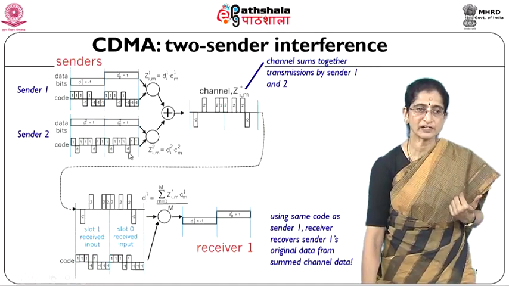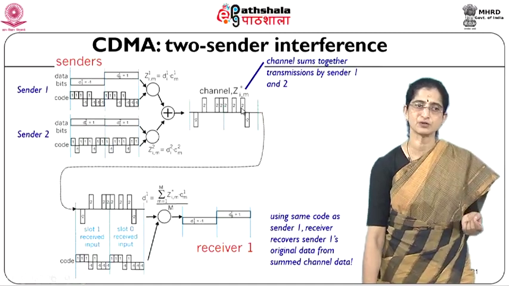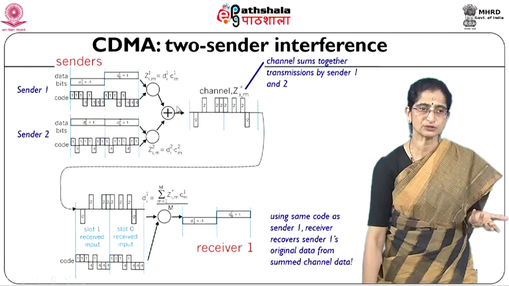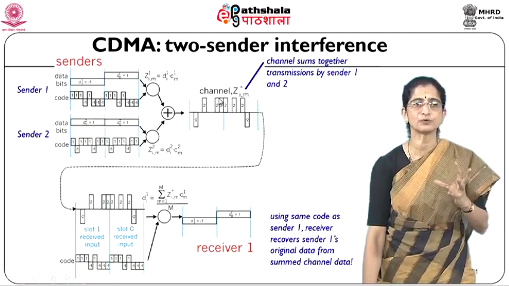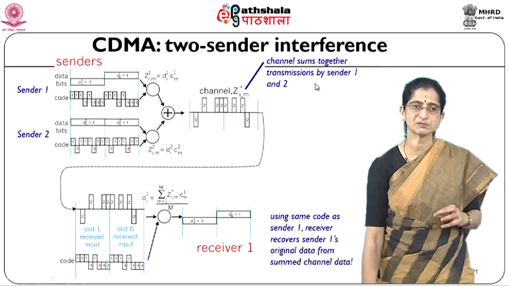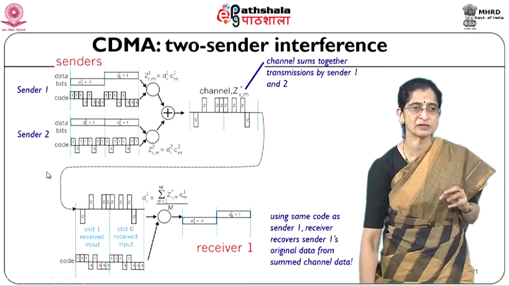If you had a 1 in both senders' chips, 1 plus 1 will give you 2, -1 and -1 will give you -2, and 1 and -1 will give you 0. So this is the sum output of both these data. The channel basically sums together the transmissions by sender 1 and sender 2. Now this summed output is what will actually be transmitted.